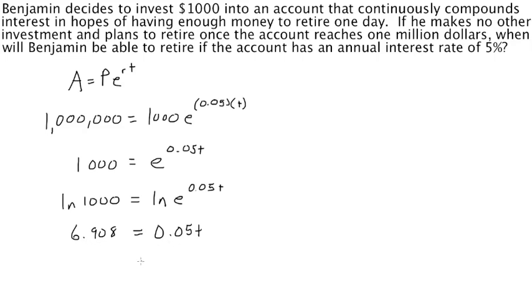This is just a nice linear equation at this point. Divide both sides by 0.05, and we get 138.16. So I don't know how to break it to Benjamin, but I think you might need to look into something else. This is not going to work out too well for him.